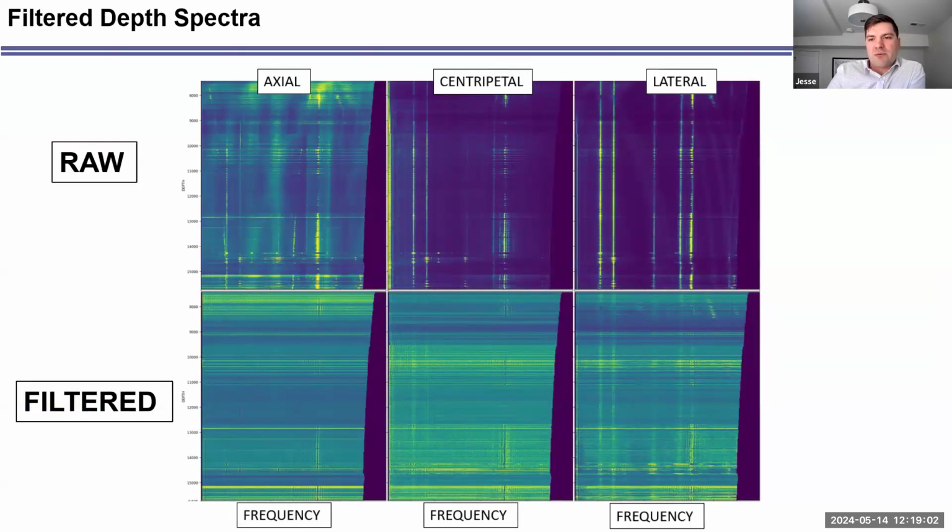So as an example, once we apply that method throughout the time series and then stack into the depth spectra, here's a relatively severe example where the top is the raw spectra, very noisy, and the bottom is that filtered response. So a lot more broadband features, a lot more correlation between the different channels. This is what we would actually process for the geomechanics.